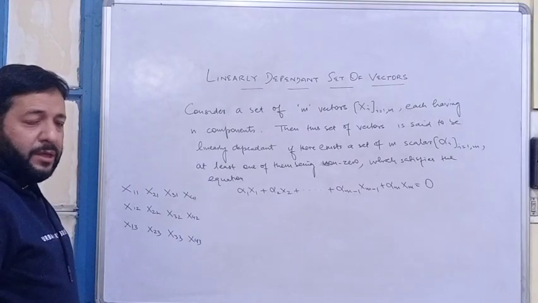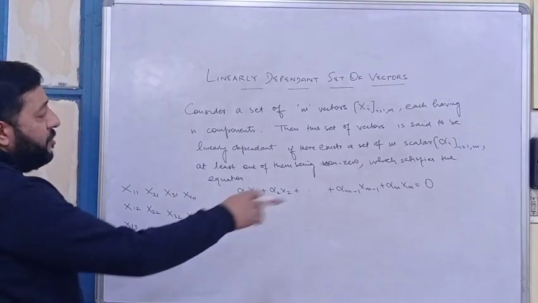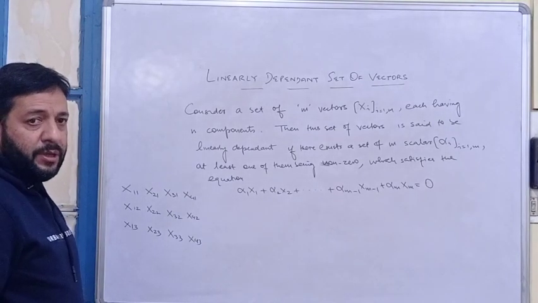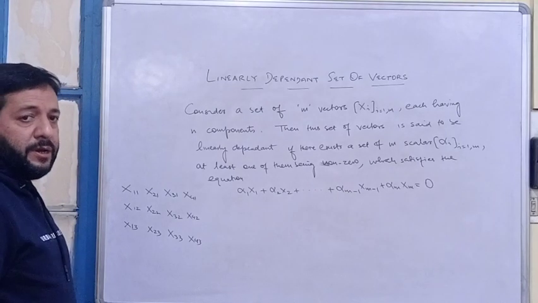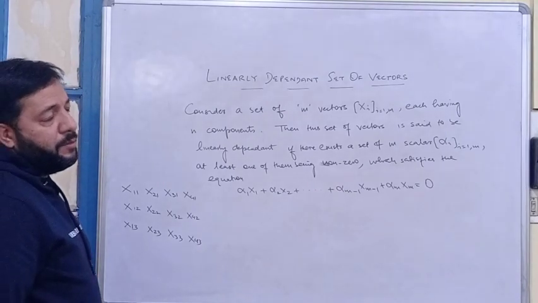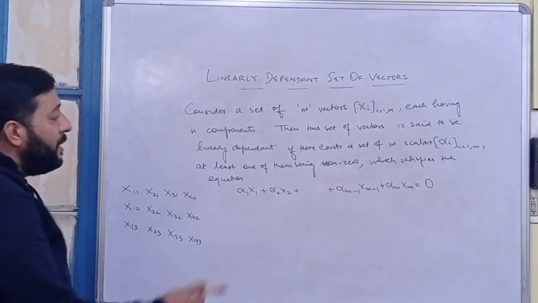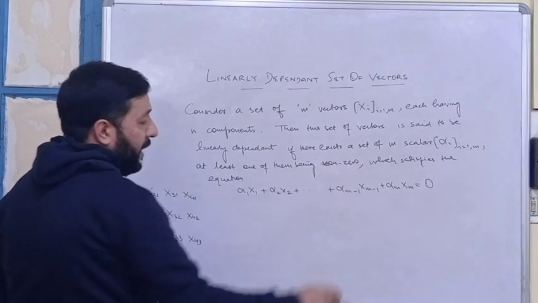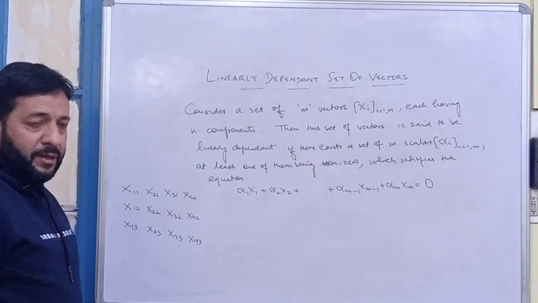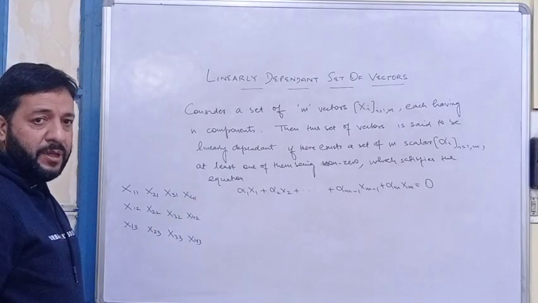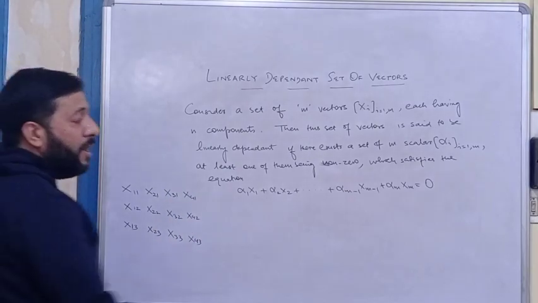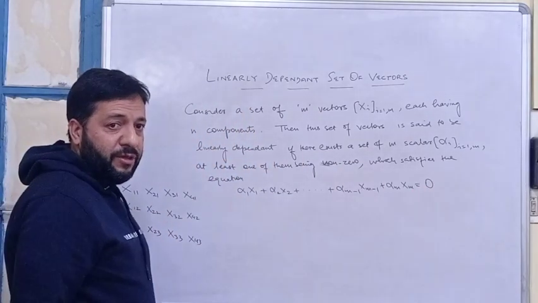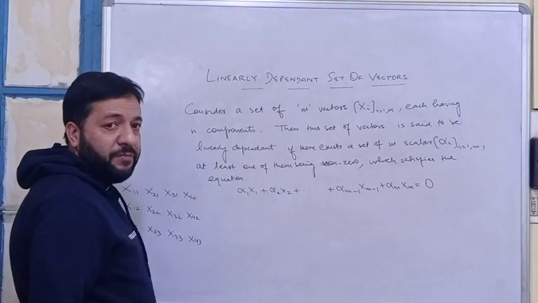And if this expression is true with at least one alpha being non-zero, then the set of vectors is said to be linearly dependent. The explanation is that you took a linear combination of these vectors x1, x2, up to xm minus 1, xm, combining them linearly through these scalars alpha, and you are able to generate a zero vector with at least one of these alphas being non-zero.